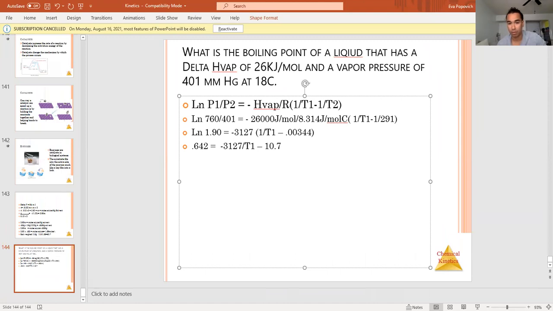Where did you get the 10.7? I distributed this. I multiplied negative 3127 by 1/T1. And I multiplied negative 3127 times a negative 0.00344. That should be a positive. Negative 3127 times a negative 0.00344 gives you a positive 10.7.